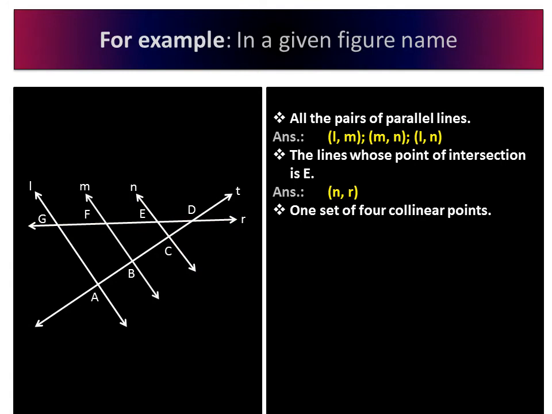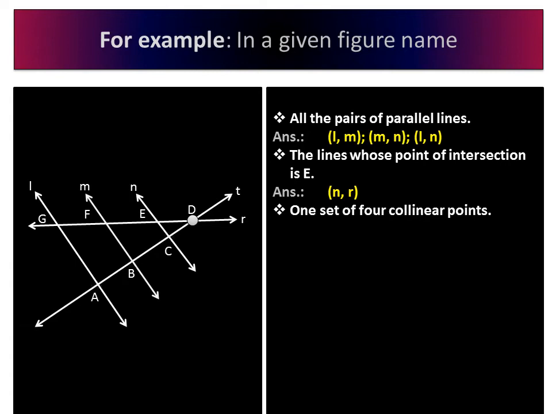For the next example, in a given figure, name one set of four collinear points. Let's recall collinear points. Three or more points in a plane which lie on the same line are called collinear points. So in this figure, point A, point B, point C and point D lie on the same line. So it is one set of four collinear points. One more answer comes.